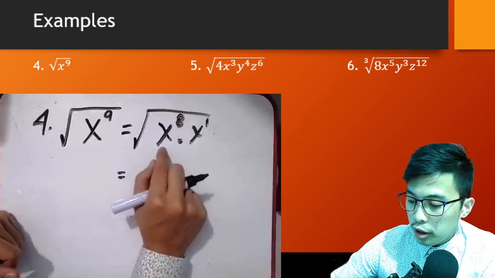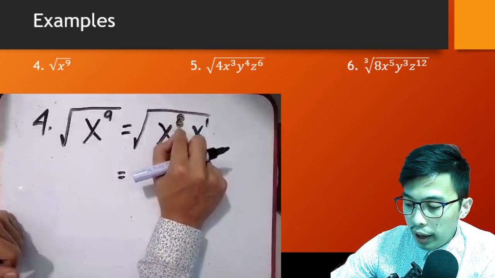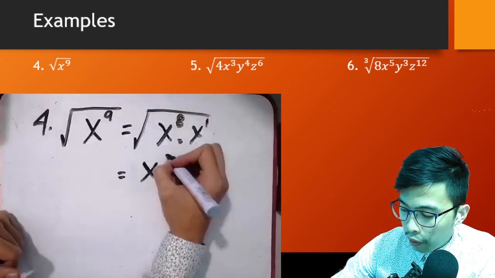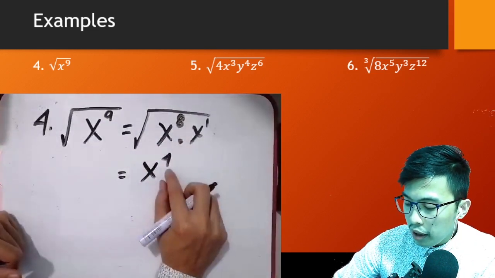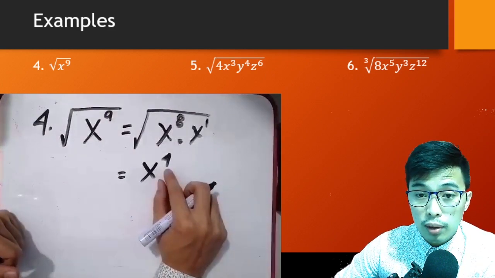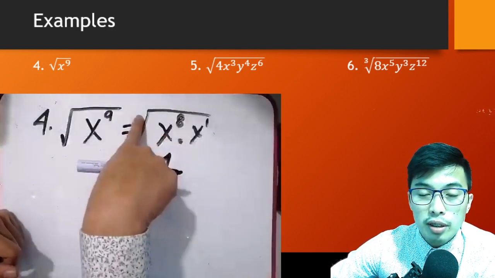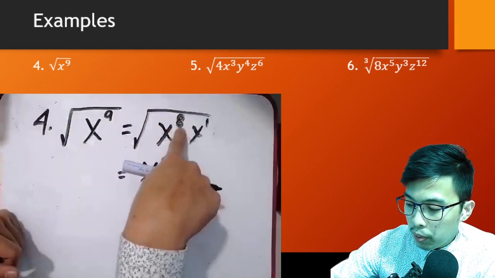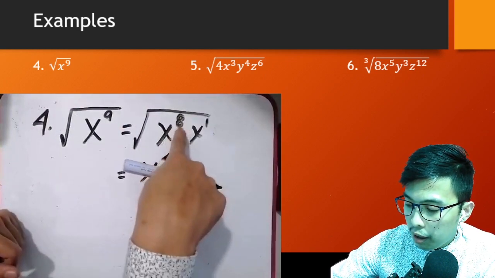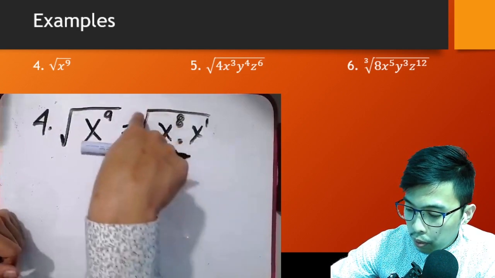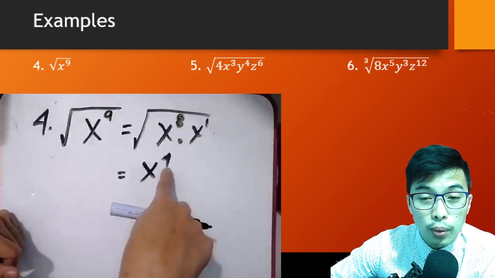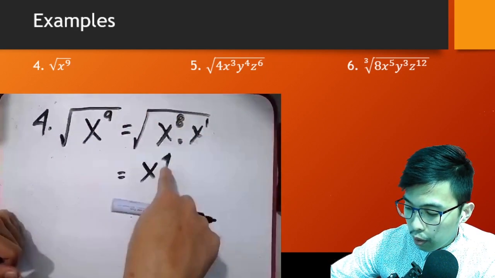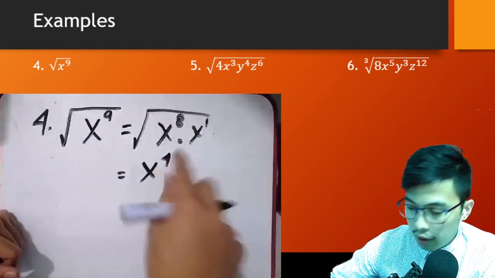Sabi ko kanina, the square root of x raised to the power of 8 is x raised to the power of 4. Okay, bakit siya naging x raised to the power of 4? Ganito lang yan. Since yung index dito is meron siyang invisible na 2, we just divide the exponent here, which is 8 divided by 2, that is equivalent to 4.